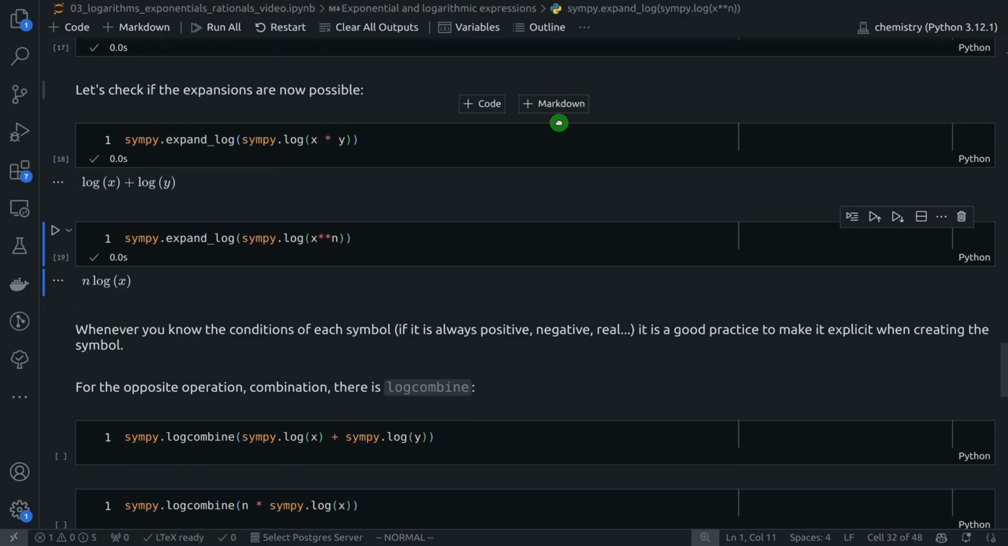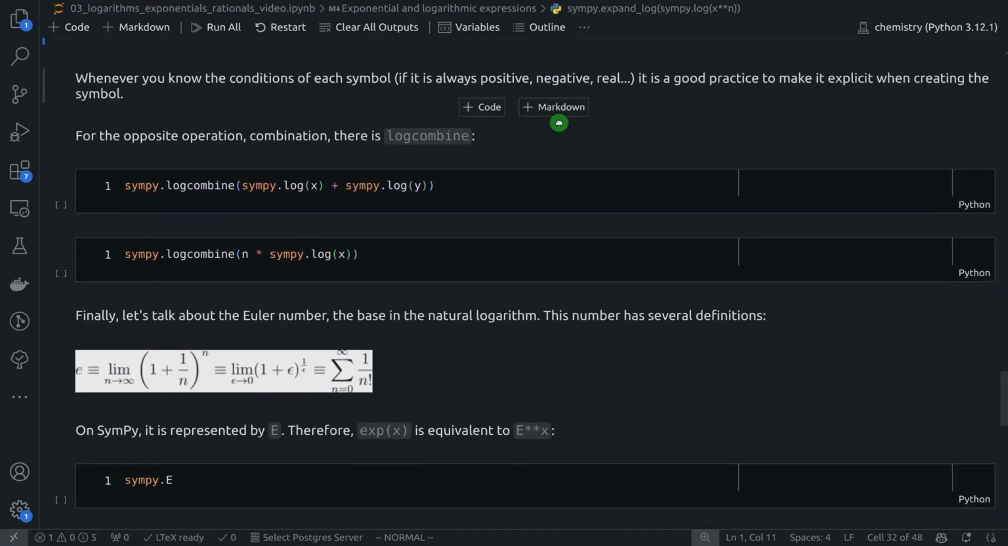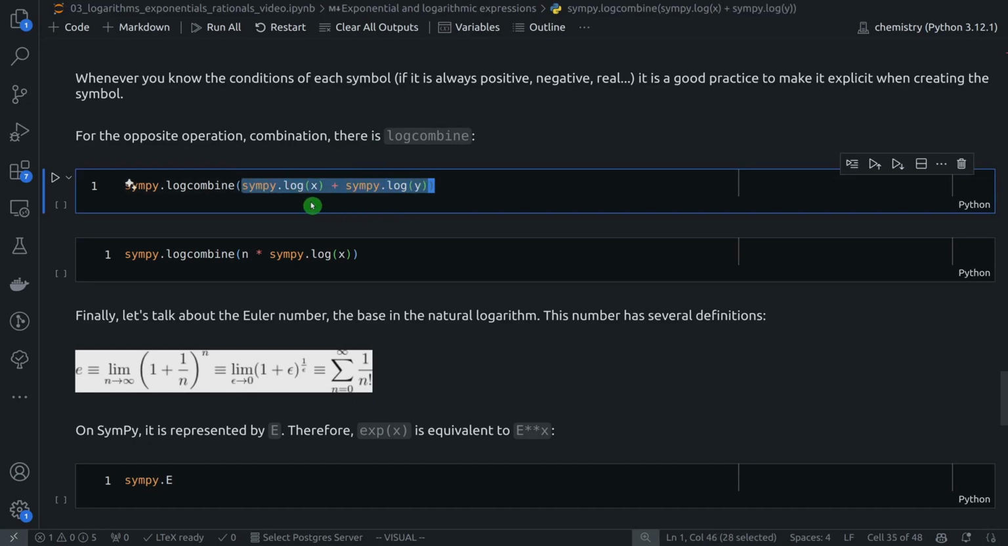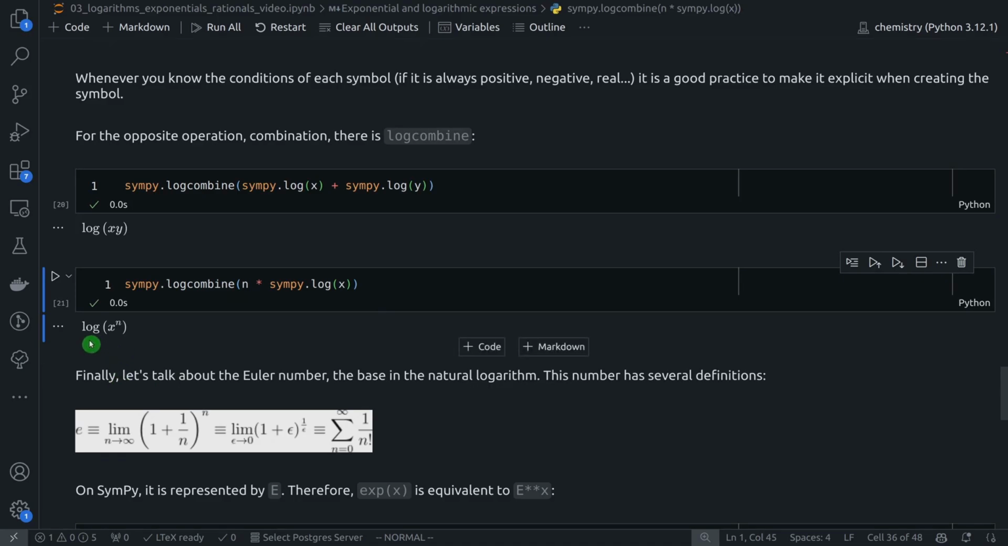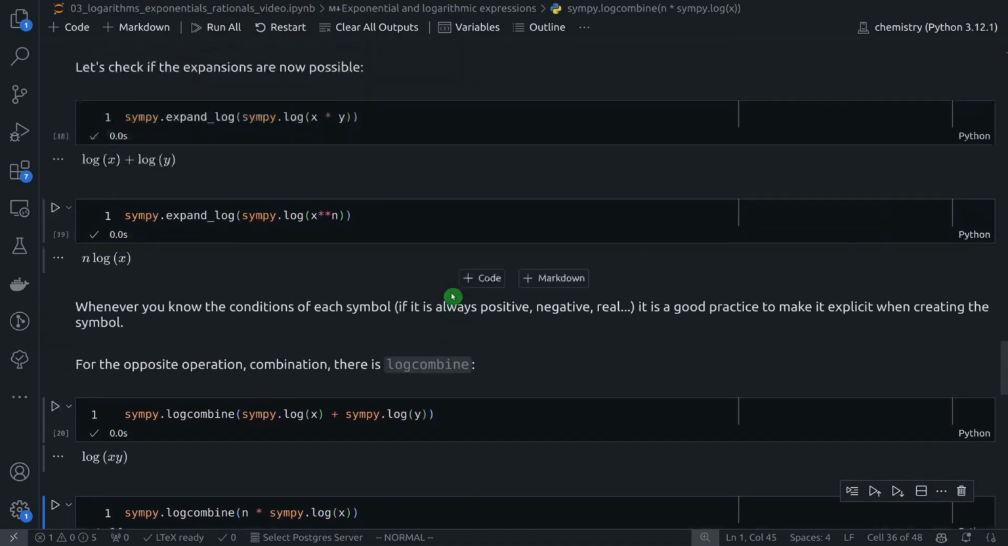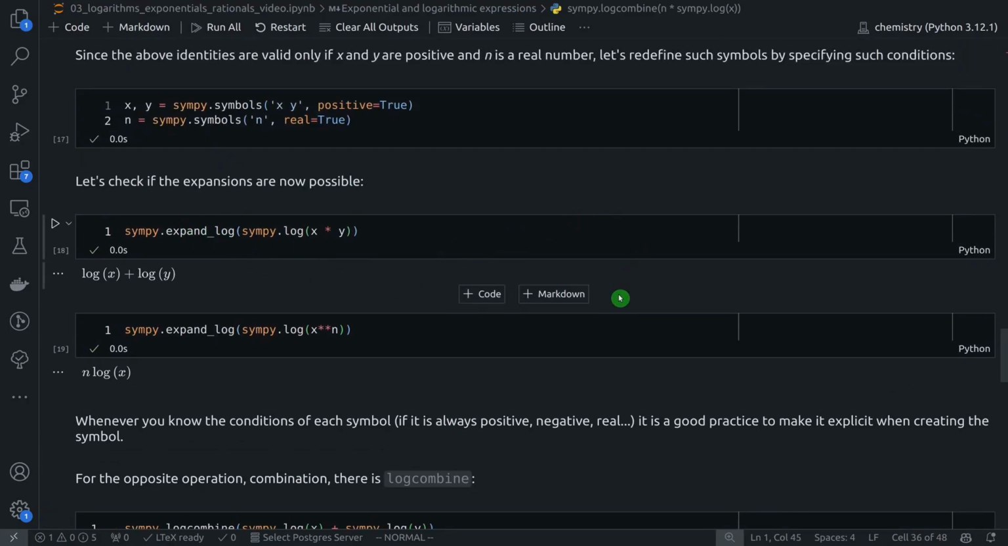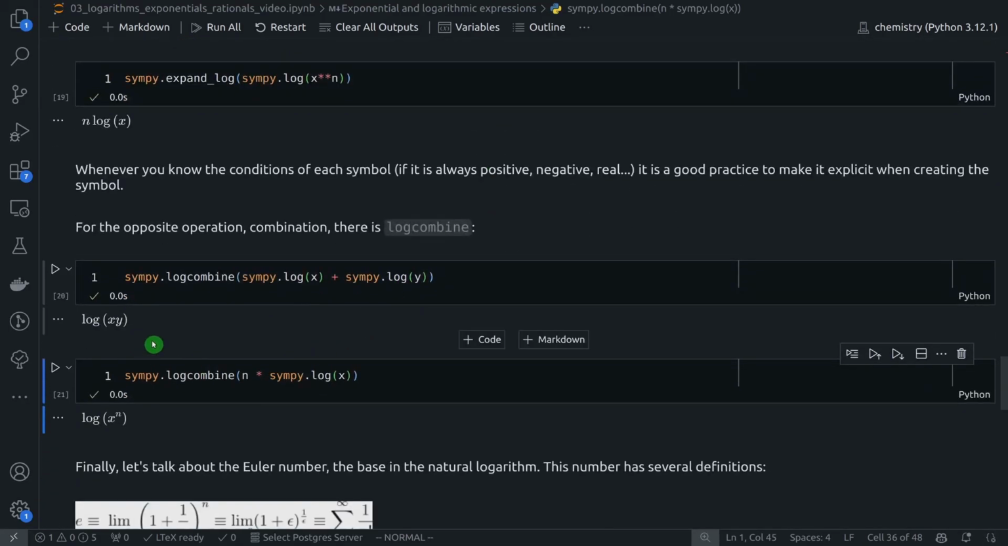Okay? Now let's do the opposite operation. Let's do the combination. So now I'm passing the sum of log of x plus log of y, and I will use this function log combine to have log of x times y. And you can do the same thing for the other expression, and we will have the log of x to the power of n. Okay? So you can expand logarithm expressions and you can combine logarithm expressions.